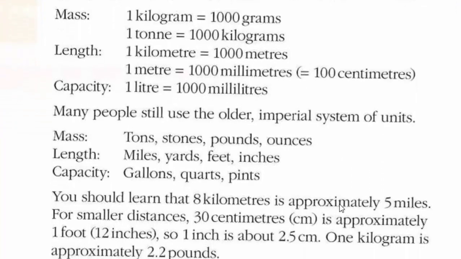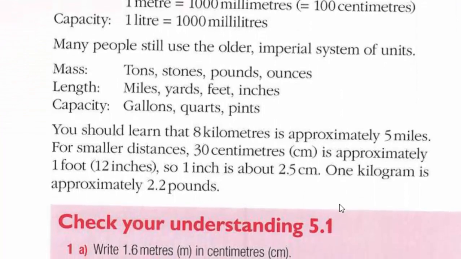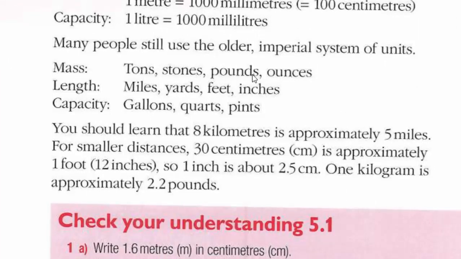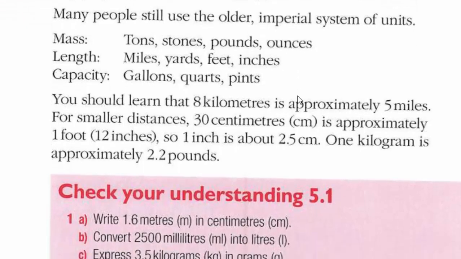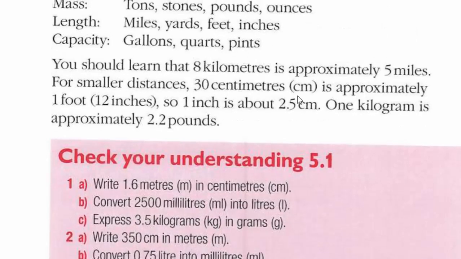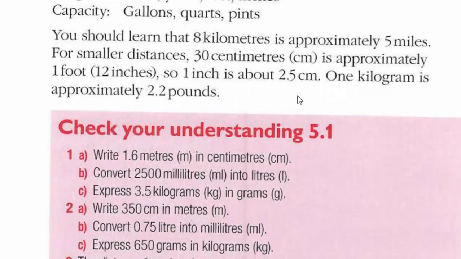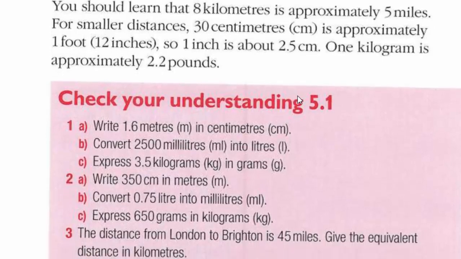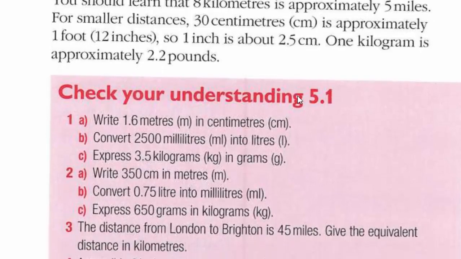There are some imperial measurements like tons, stones, pounds, ounces, miles, yards, feet, inches, and gallons. These are imperial measurements. The most used ones are miles, inches, and pounds. 1 kilogram is 2.2 pounds. 1 inch is 2.5 centimeters. And 1 foot is 12 inches.